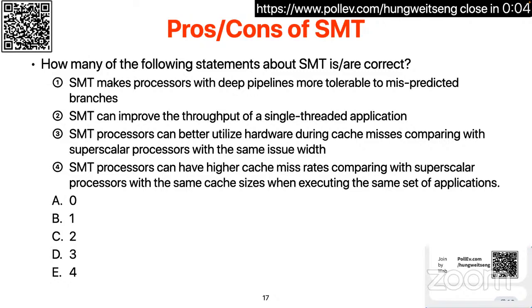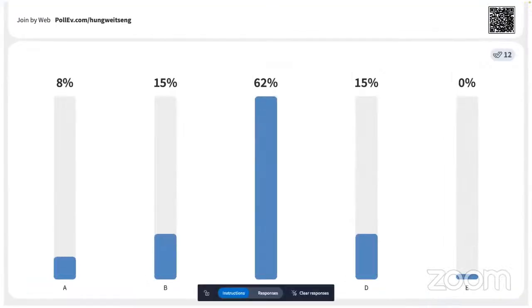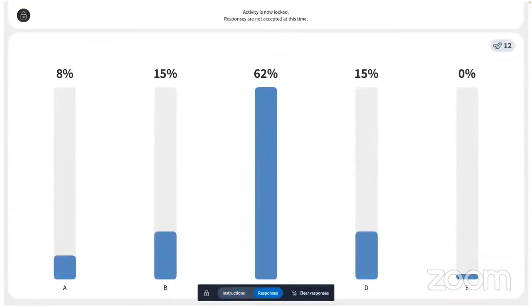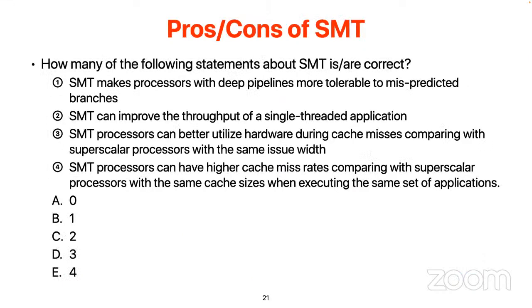5, 4, 3, 2, 1. Time is up. Okay, so looking at the first run, we have a pretty high approval rate of the answer C. So why don't we just look at, okay, what are the two that you guys have in mind that are correct? What are the two?